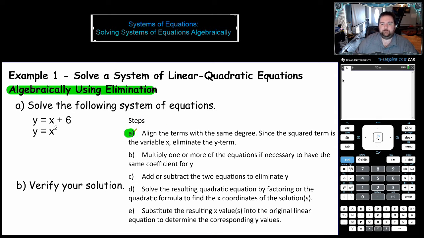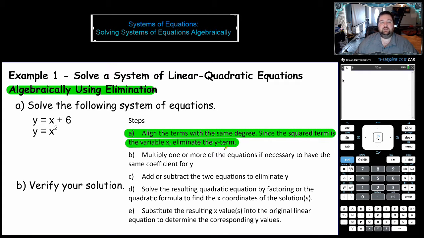So step one, align the terms with the same degree. Since the squared term is the variable x, eliminate the y term. We don't want to eliminate our x terms because that means we're going to lose our quadratic function there. So we want to eliminate the y term. And in this equation, you can already see they're almost lined up, but not quite, right? Let's go ahead and rewrite the line function over here.